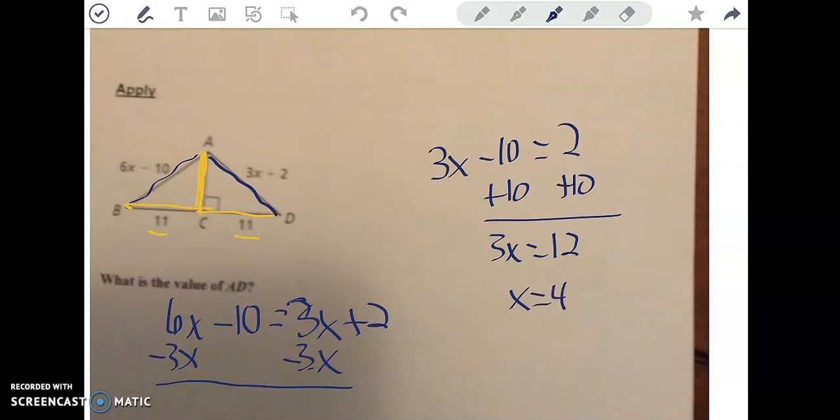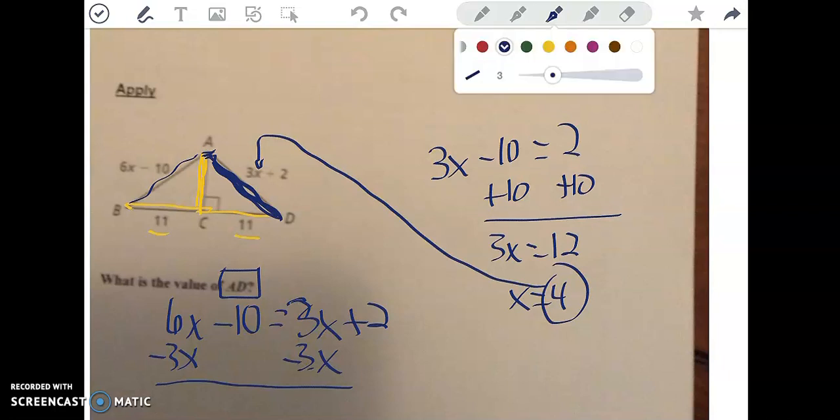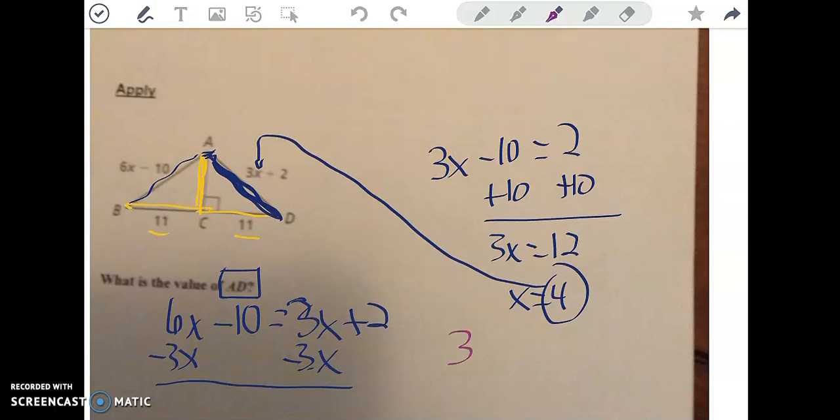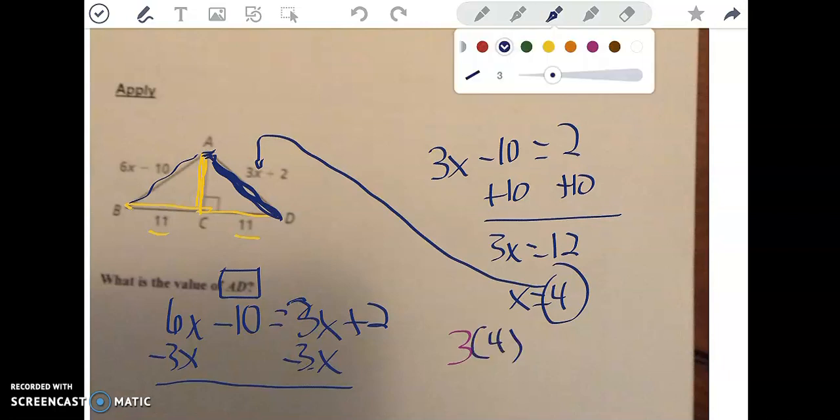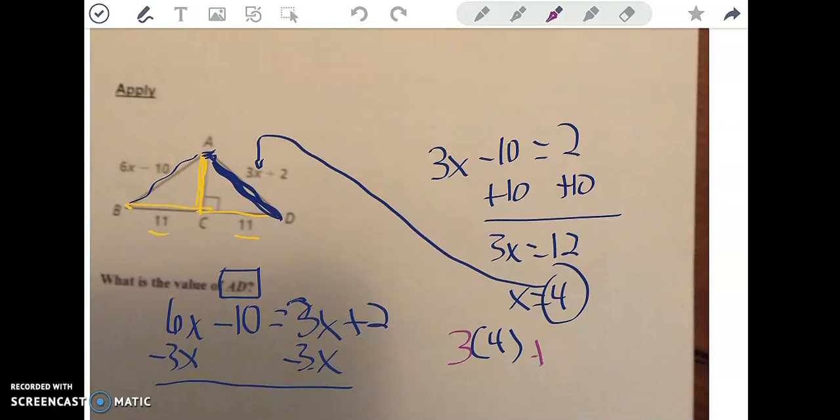Now we're not done yet because it asks for what is AD. Okay, so it wants to know this line right here. So now we've got to take this number and plug it back in. Once we plug it back in, we know 3 times x, plus 2, so we end up with 12. 4 times 3 is 12, plus 2 is equal to 14. So your answer to this question is going to be 14.